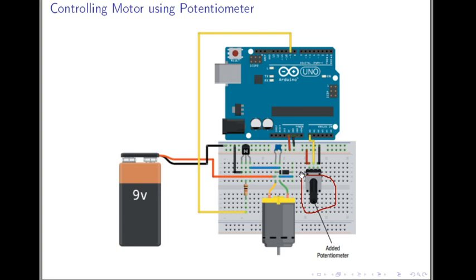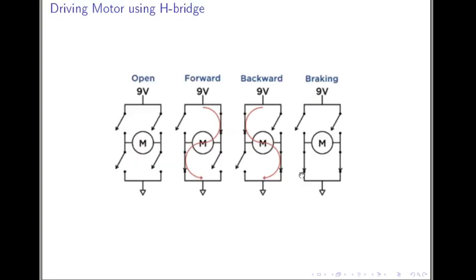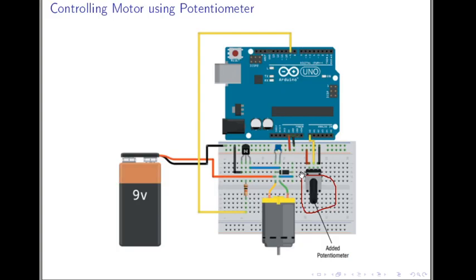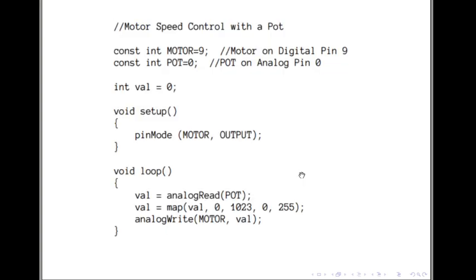that is the H-bridge. It is not a sensor, in fact it is used to drive the motor and control the speed and direction. So here we can see the H-bridge. Now again this program is very simple, similar.